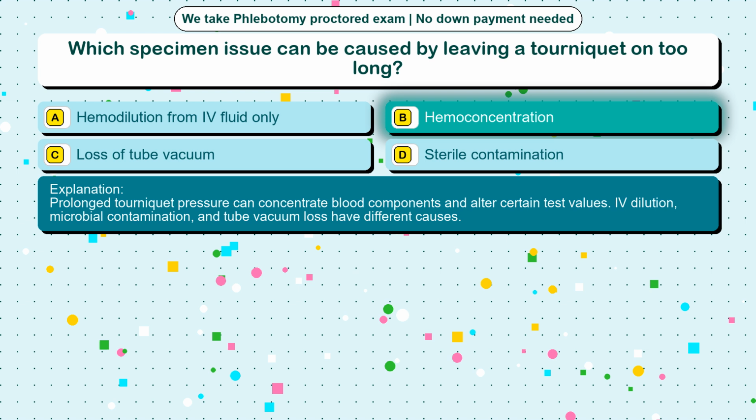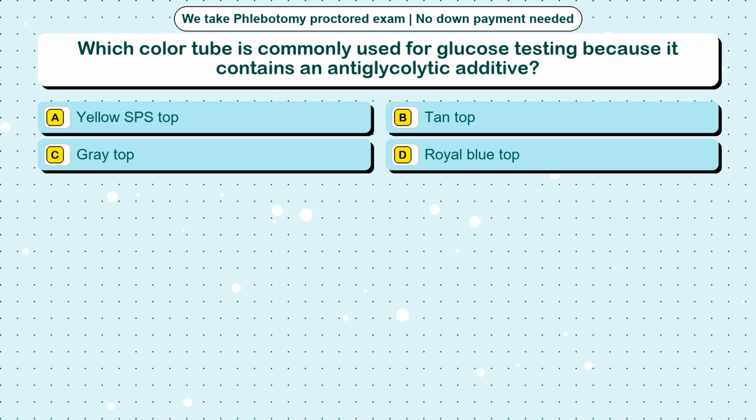Hemoconcentration. Prolonged tourniquet pressure can concentrate blood components and alter certain test values. Fluid dilution, microbial contamination, and tube vacuum loss have different causes. Question 81. Which color tube is commonly used for glucose testing because it contains an antiglycolytic additive?